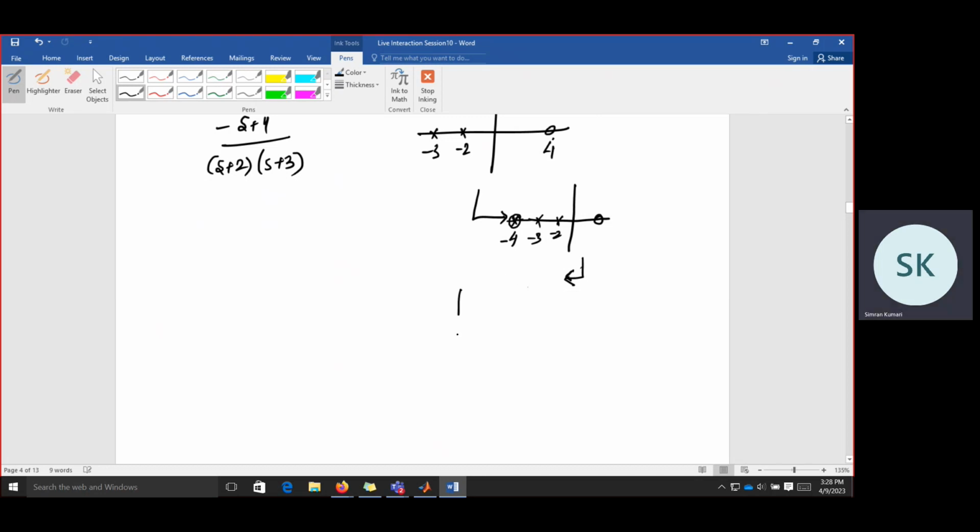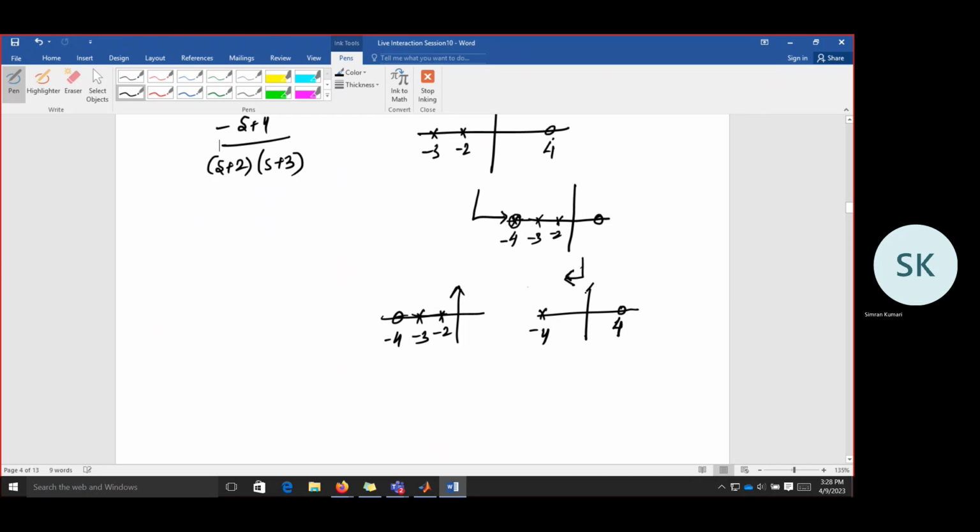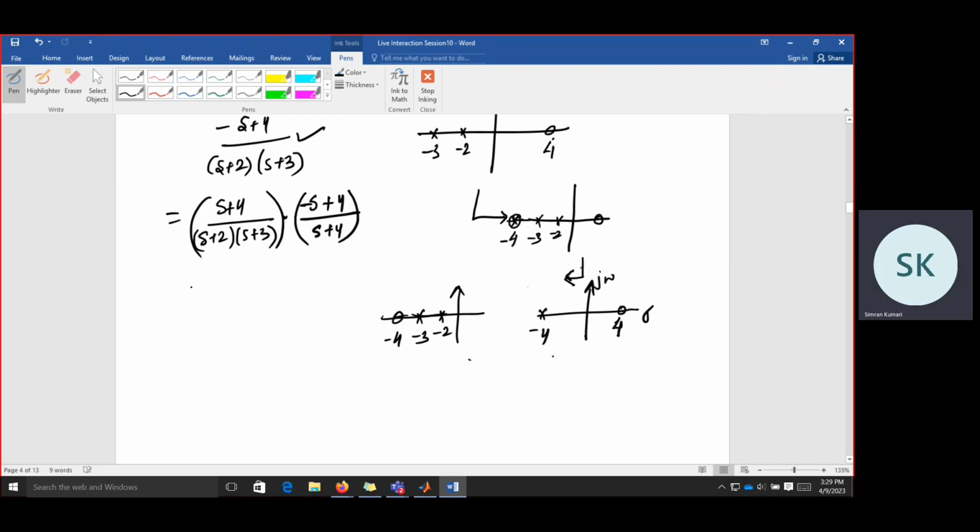So now we can say that there are two systems in cascade: one with a zero at minus 4 and a pole at minus 4, and another system which has poles at minus 2, minus 3 and one zero at minus 4. So for this system we can write (s plus 4) by (s plus 2)(s plus 3), and then we have (minus s plus 4) by (s plus 4). These are the cascade. So this one, we know, is a minimum phase system.